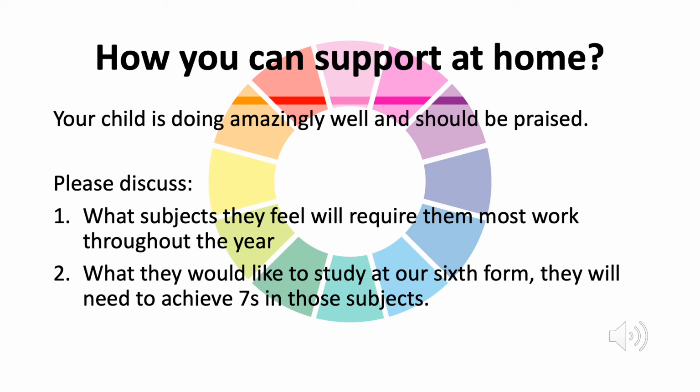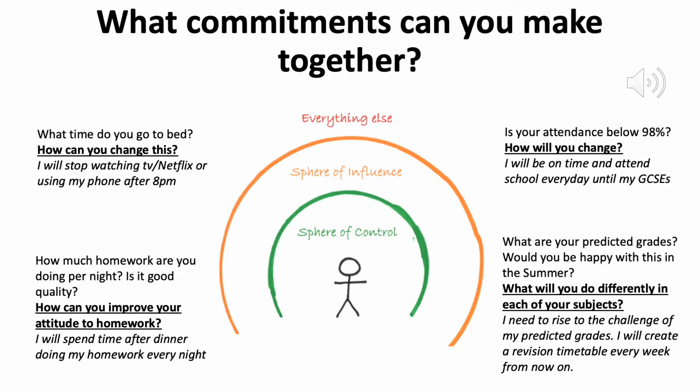Please do discuss what subjects they feel they're going to require the most work on throughout the year and what they would like to study at our 6th form. They will need to achieve 7s in those subjects they wish to pursue. However well your child is doing, there is always room for marginal gains. What commitments can you make together now that will ensure they'll be able to achieve their potential when it comes to the GCSEs? Please look at this here.